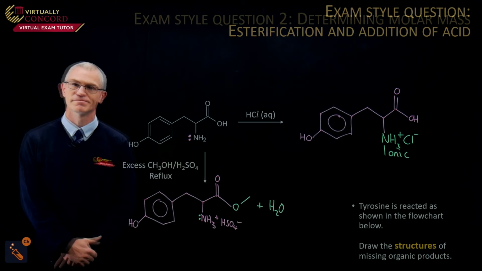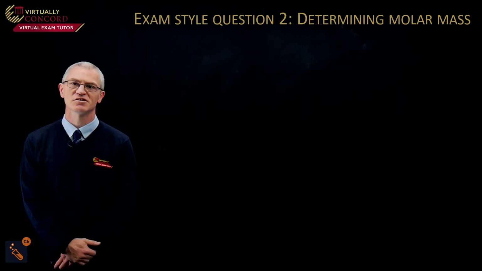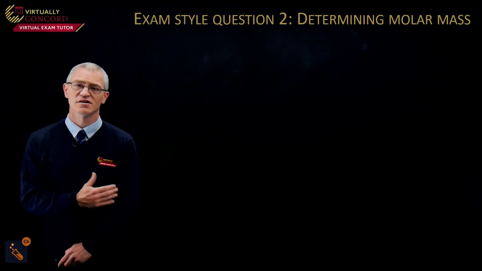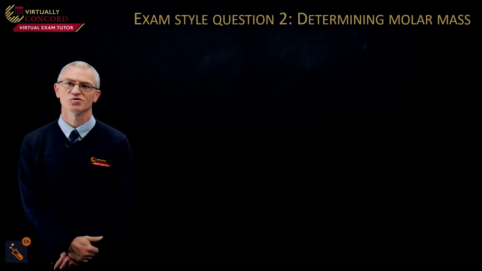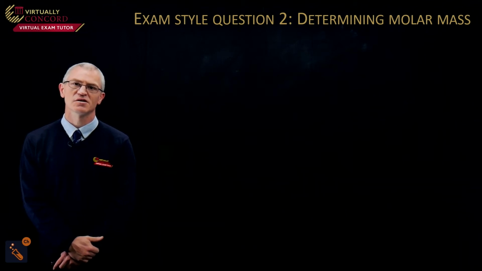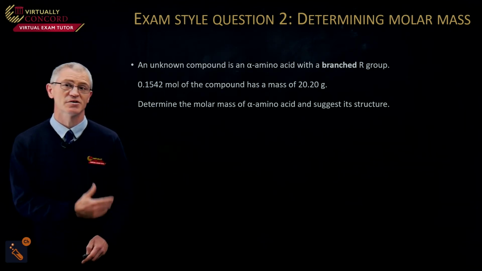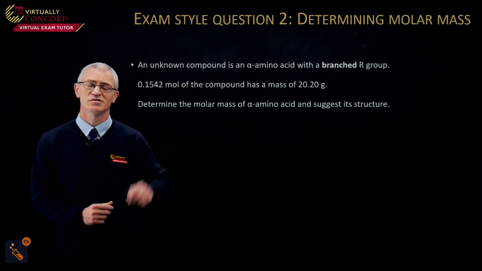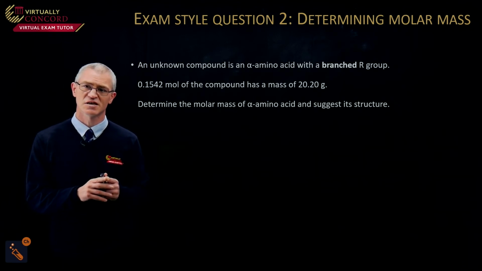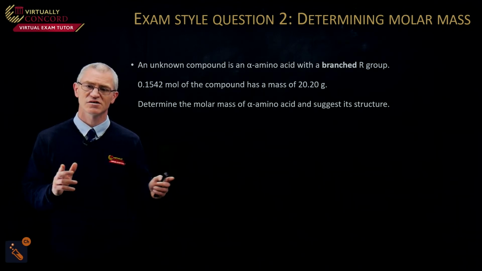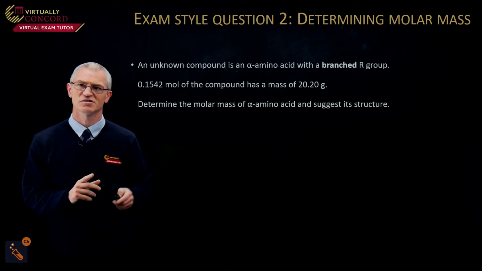Our next question is when you determine the molar mass of an amino acid and then use that to suggest the structure of an alkyl containing group, which is an R group. Okay, so this is very, very common again, and so well worth practicing. So the unknown compound is an alpha amino acid with a branched R group. That's telling you it's an alkyl group, but it's got some branches coming off it.